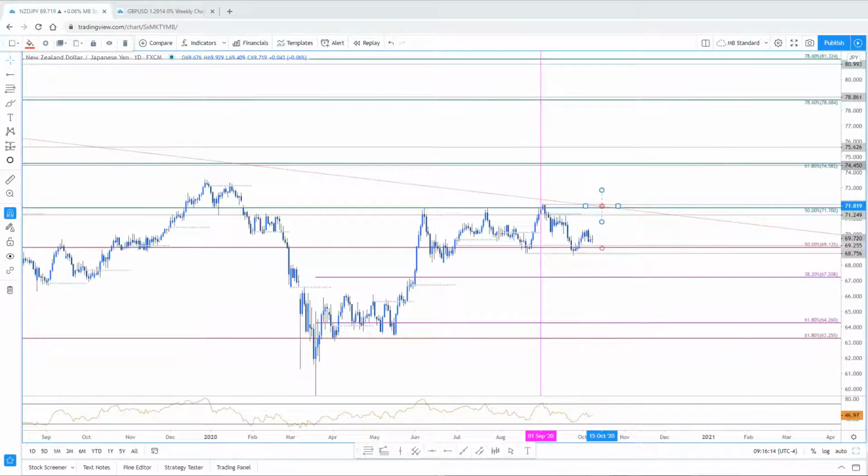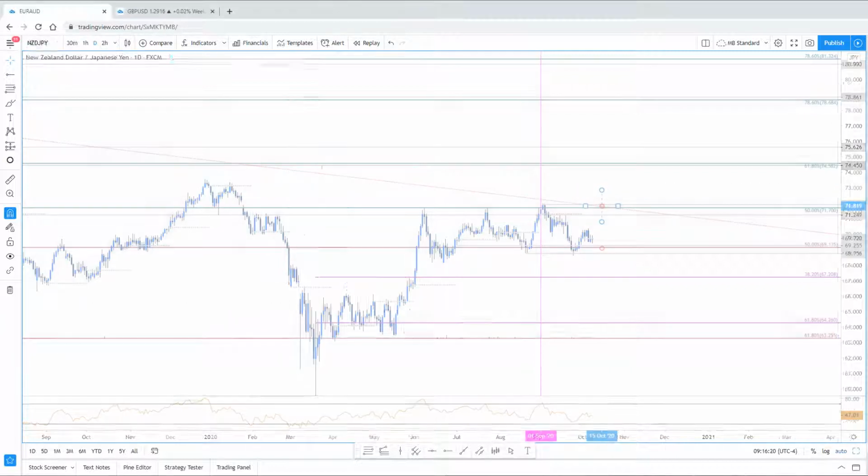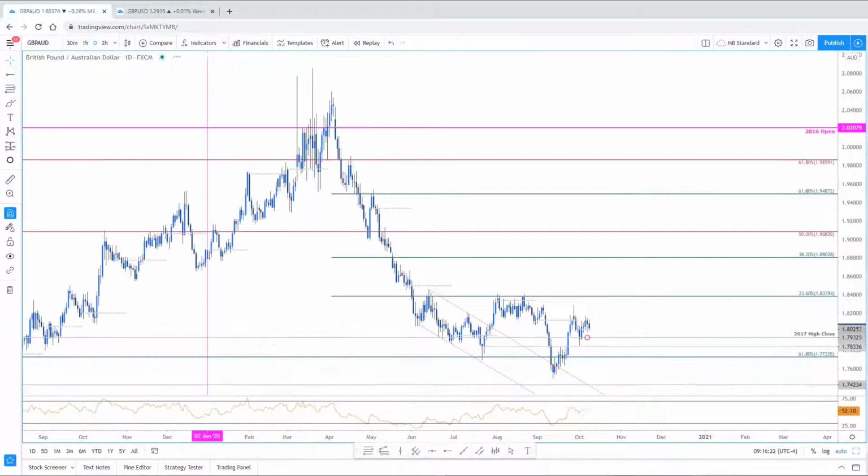Marchin, can we see your view on Jamie's pound Oz trade? So I think he's looking on the long side there, right? Where's pound Oz?